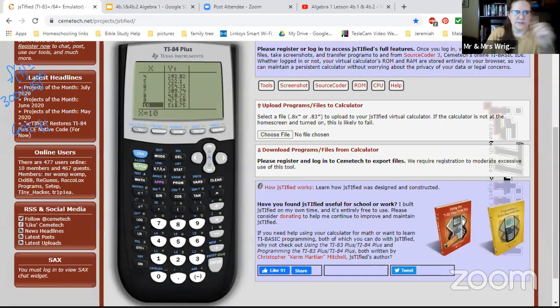Here's the calculator. So to get back to my y equals, I have to go to y equals again, and then I'm going to clear this out. And I'm going to input my equation, which was 300, open parentheses, 1.15, close parentheses, caret x.